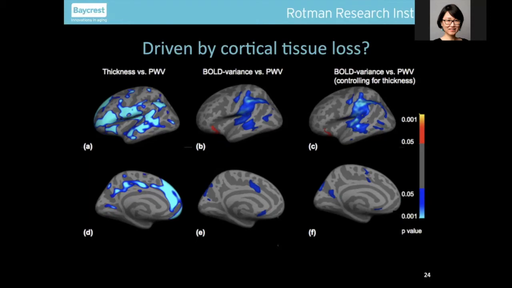And when I look closely, I noticed that if you look at these two maps, they really don't overlap a whole lot. So that might be a reason why there's no effect of controlling for cortical thickness.